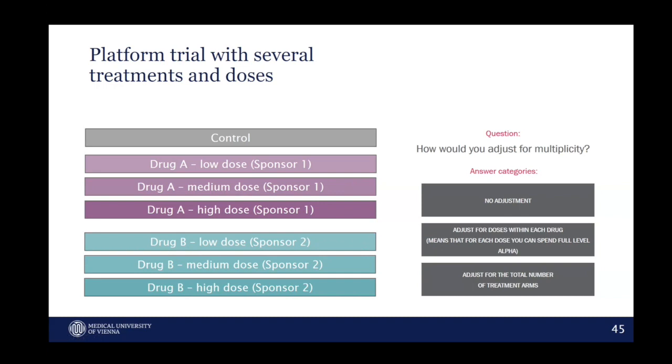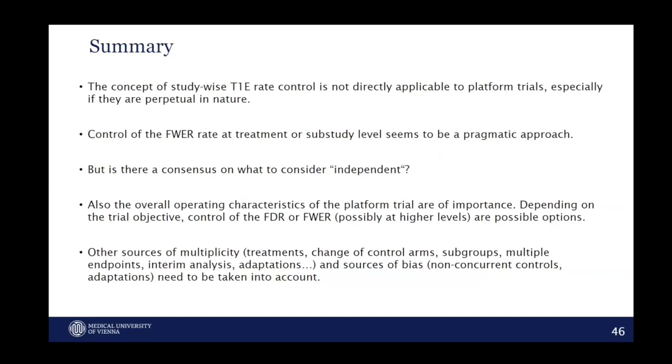So really, this is an example where we have some claims which are independent for drug A and B, so we would not adjust for looking at 2 drugs at the same time. However, within each drug, we have to adjust as several doses are tested. So the concept of study-wise type I error rate is not directly applicable to platform trials, especially if they are perpetual in nature, and the control of the family-wise error rate at treatment or sub-study level seems to be a pragmatic approach.